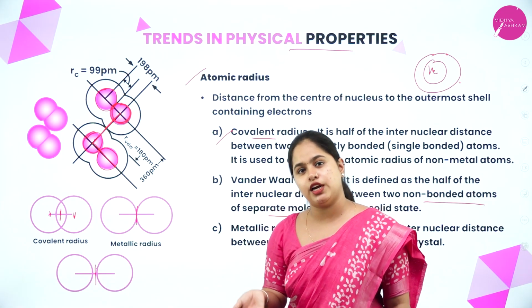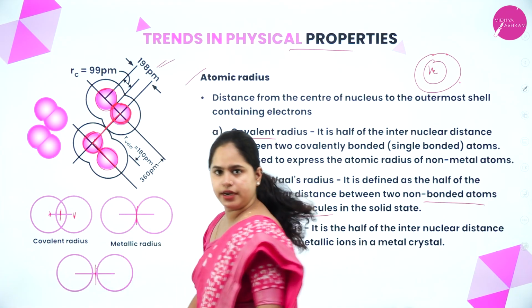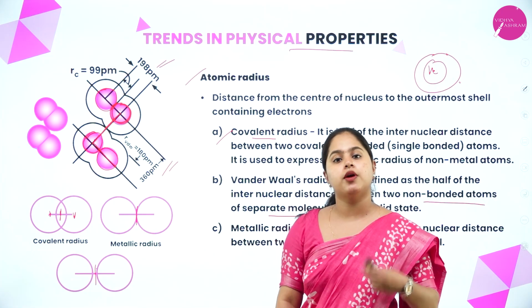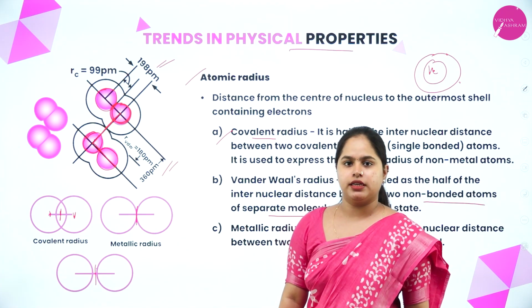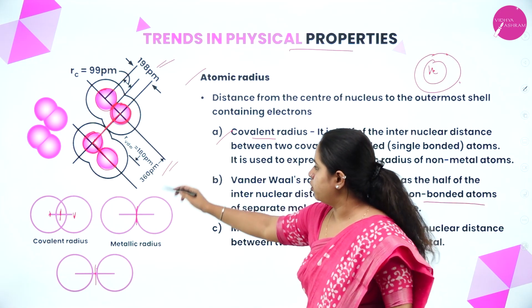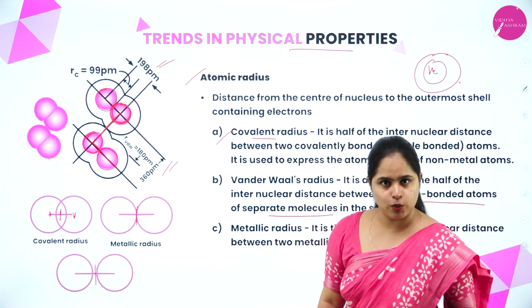Will it be covalent radius or van der Waals radius? As you can see, this is the covalent radius, and this is the van der Waals radius. The van der Waals radius will always be higher than the covalent radius because it is between two atoms of two different molecules. So of course the van der Waals radius will be more than the covalent radius. I hope it is clear.